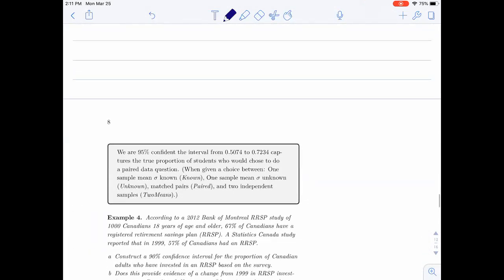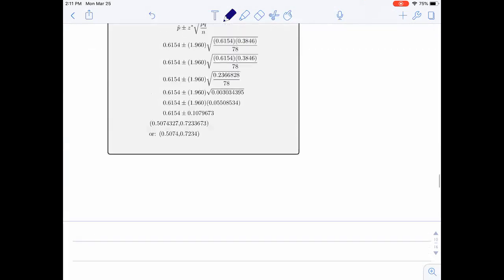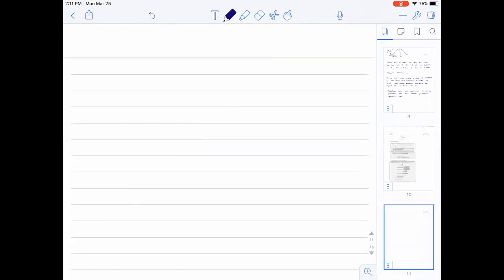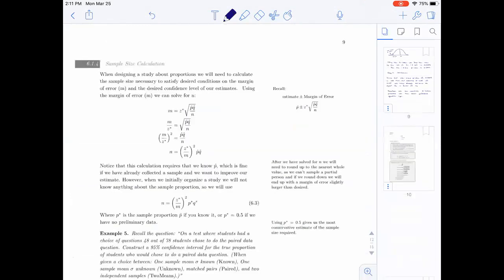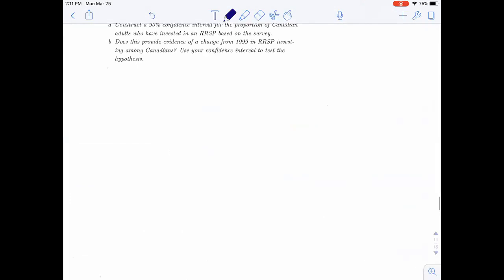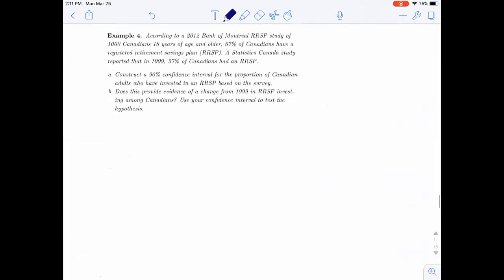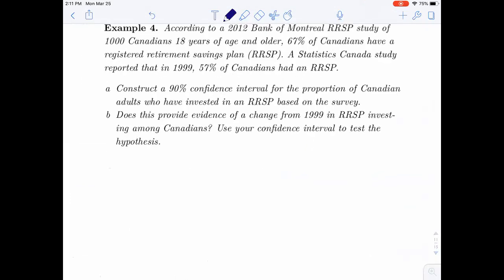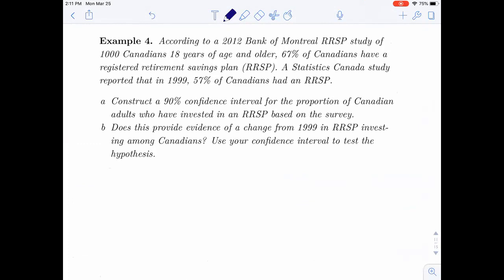Blah, blah, blah, blah, blah. There's a page in between here. There. So example 4, we can read it.